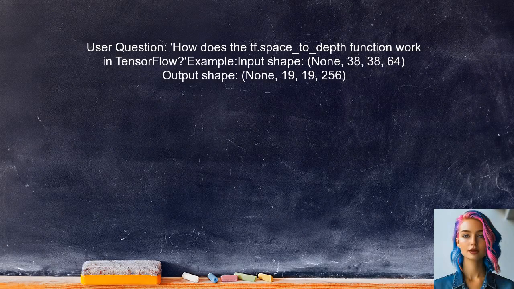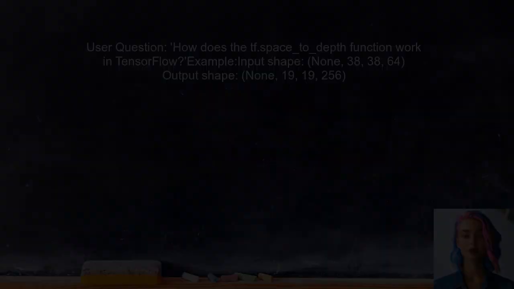Let's look at the specific question at hand. One user asked, how does the tf.space_to_depth function work in TensorFlow? They provided an example where an input of shape (None, 38, 38, 64) is transformed to (None, 19, 19, 256). If this sounds familiar, stick around as we break it down.